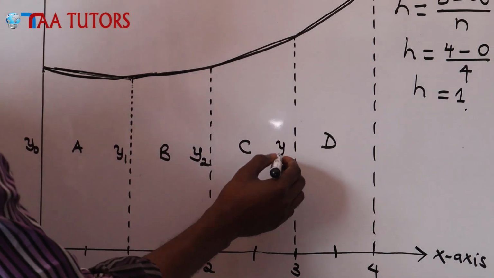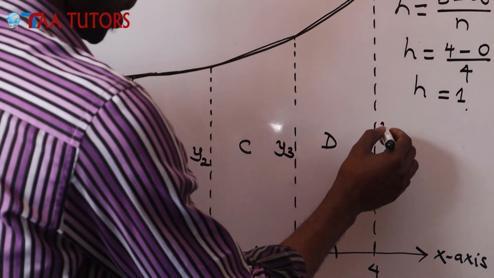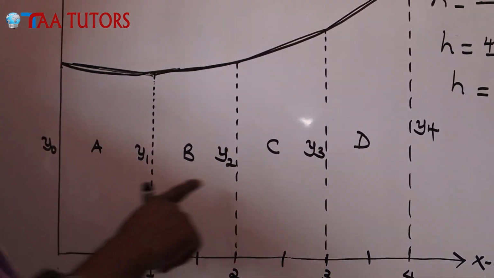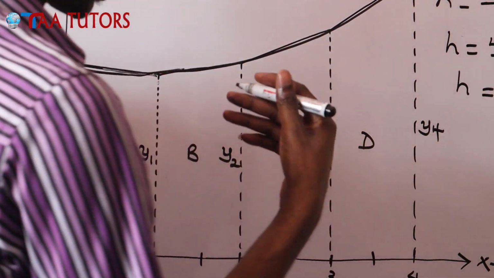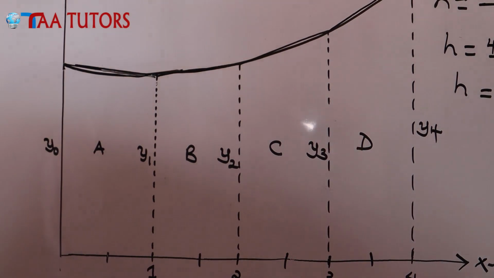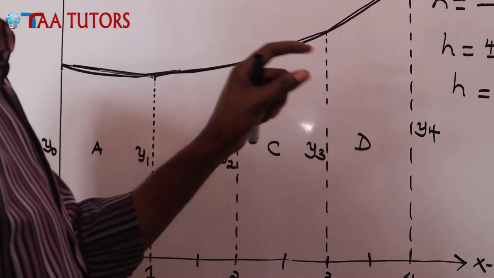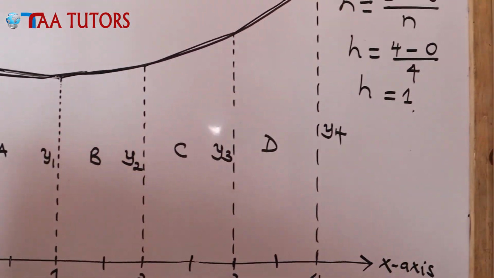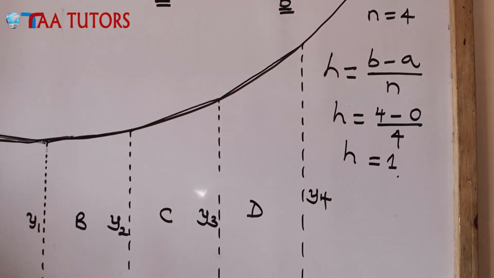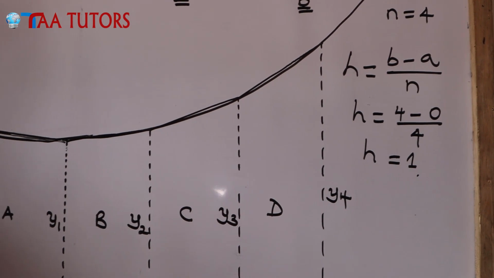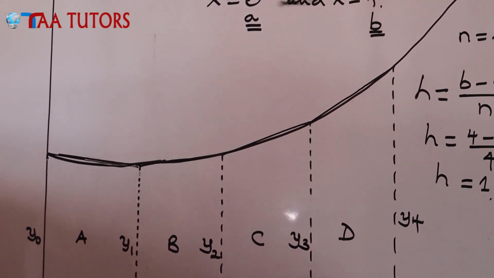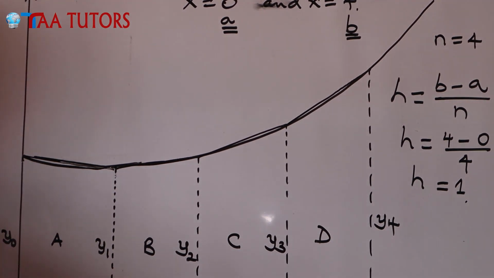y2, y3, y4. You realize that if I started here with y1, I will have y5 on the other side. And sometimes people don't want y5 because we are dealing with 4 trapezia. Why do we then have y5? The last number here should be equal to the number of trapezia we need to have. That's why we have to start with y0.